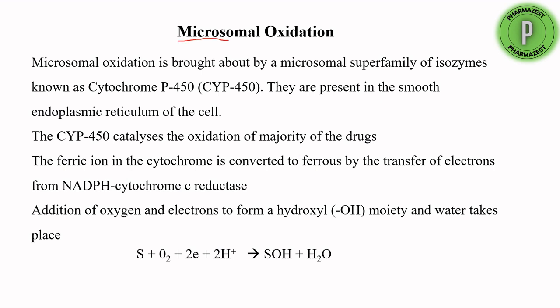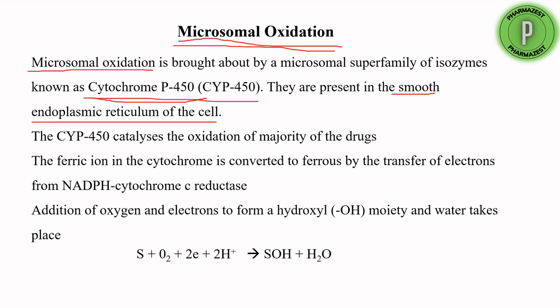In the liver, we have something known as microsomal oxidation. This microsomal oxidation takes place mostly in the liver, where we have the cytochrome P450 family of enzymes. In the cell, there is the smooth endoplasmic reticulum, which you have studied when learning about the different parts of the cell. This smooth endoplasmic reticulum contains a family of enzymes known as cytochrome P450. These enzymes bring about the oxidation, which is why it is known as microsomal oxidation. Cytochrome P450 catalyzes the oxidation of the majority of drugs. Most of the drugs that we take into our body are metabolized by this cytochrome P450.